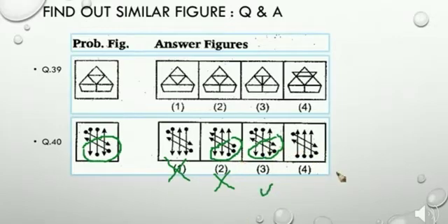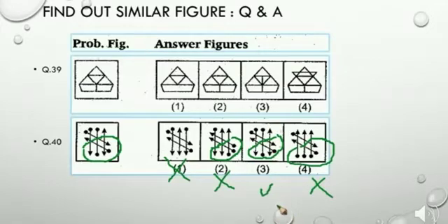Now let's move to option number 4. In option 4 let's check for this portion of the diagram. The first one should be in the option as in the problem figure. The first is arrow here, but here it is dot, this cannot be answer. So we are left with only one choice, which is option 3, and this is 100% correct answer for question number 40.